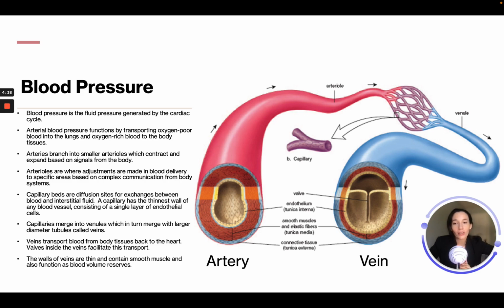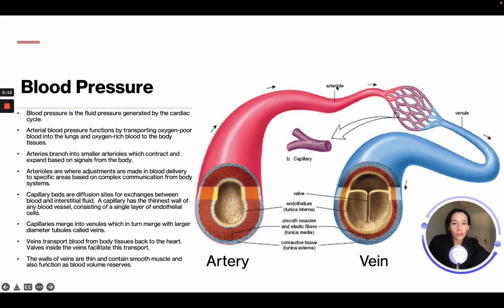Capillary beds are diffusion sites for the exchange between blood and interstitial fluid. And a capillary has the tiniest wall of any blood vessel, consisting of a single layer of endothelial cells. So we also talked about that in the respiratory system. The capillaries on top of the alveoli have just a thin wall that allows for the oxygen to exchange. Capillaries merge into venules, which in turn merge into a larger diameter tubule called veins. And we can see all of that here.